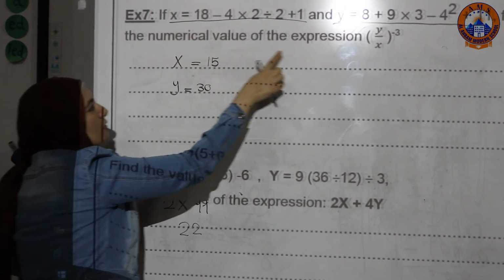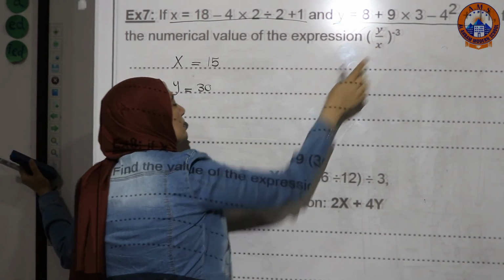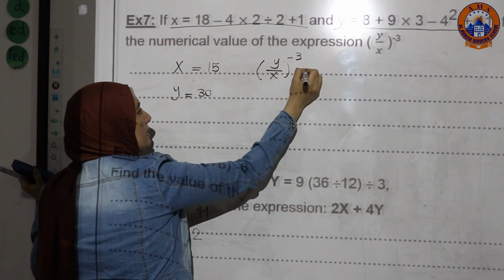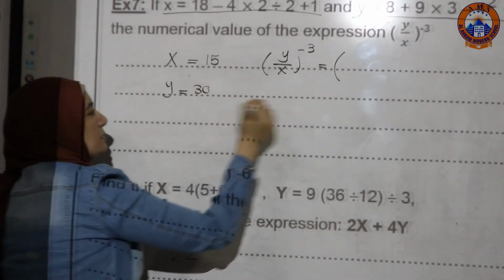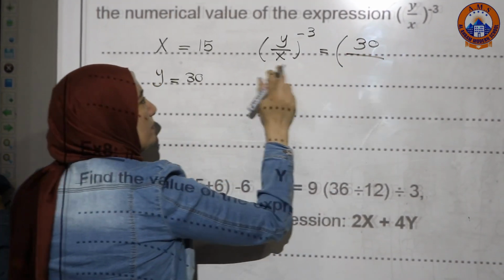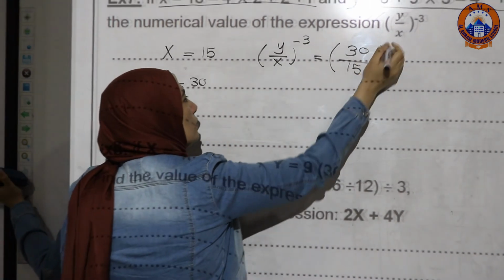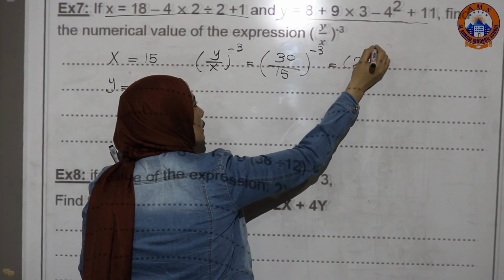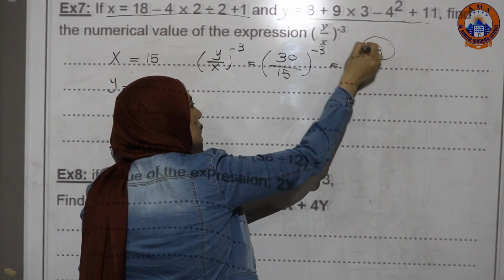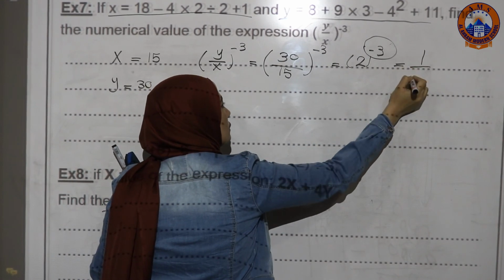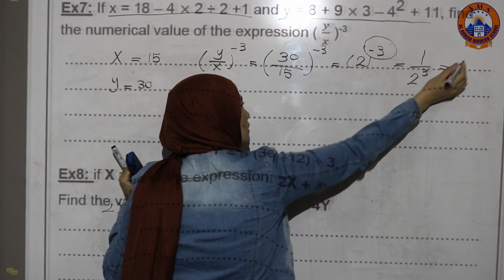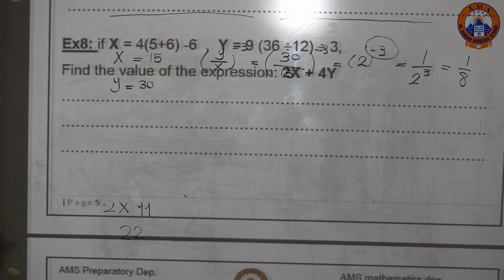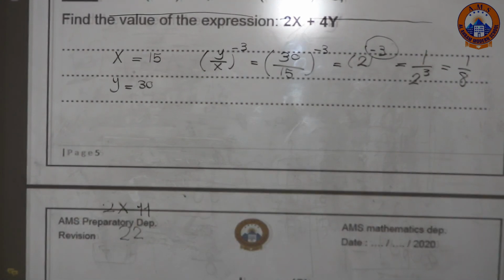When you finish x and y, find the numerical value of the expression y over x to the power negative 3. You will replace y by its value, it will be 30. You will replace x by 15, all to the power negative 3, and this will be 2 to the power negative 3. Yes, we can't put the negative power, so put 2 down and make it to the power 3. It will be 1 over 8. Please do it by yourself and check your answers from the model answer.